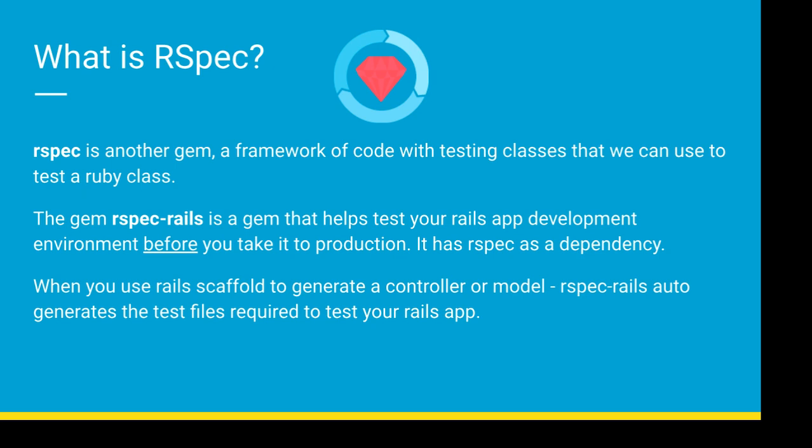All right, so RSpec. RSpec is just a gem, and it's a framework of code with testing classes that we can use. And the RSpec Rails gem is specifically for Rails, go figure. It helps you test your Rails app development environment before you take it into production. And it has RSpec as a dependency, no surprise there. So when you use Rails scaffold to generate a controller or model, if you have RSpec Rails installed and enabled, it will automatically generate the test files that you need to test the thing that you scaffold. So I'll show you that. We'll demonstrate it.